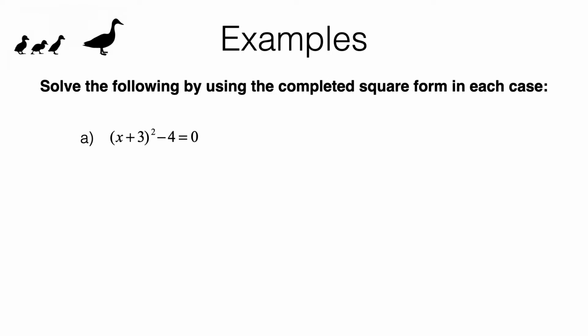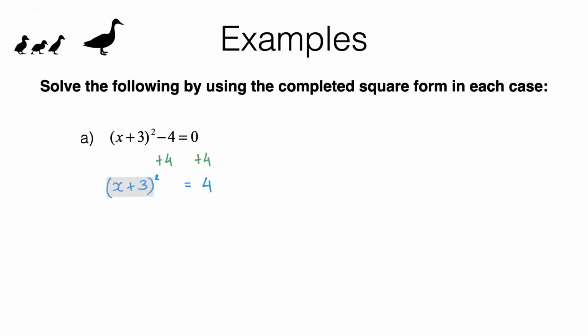In this first one, the quadratic expression on the left-hand side here is already in completed square form. Now, we could solve this by expanding the left-hand side and then trying to factorize it, or by using the quadratic formula. But in this video, we want to use the completed square form. So here's what I'm going to do. First, I'm going to add 4 to each side of the equation. And that gives me x plus 3 all squared on the left-hand side and 4 on the right-hand side.